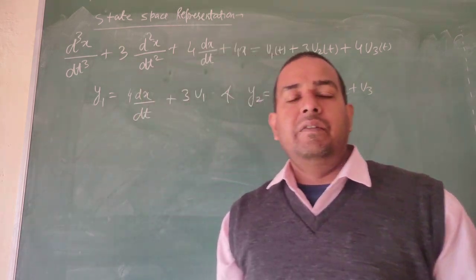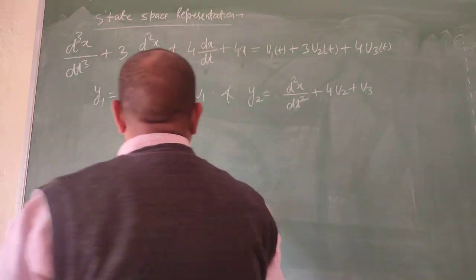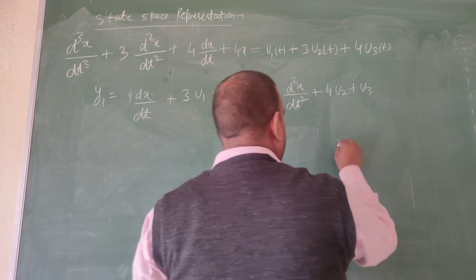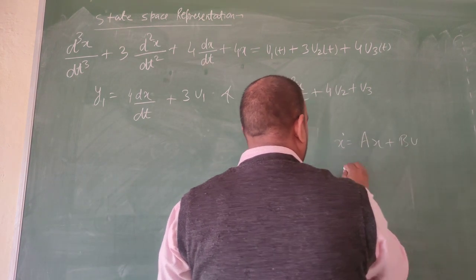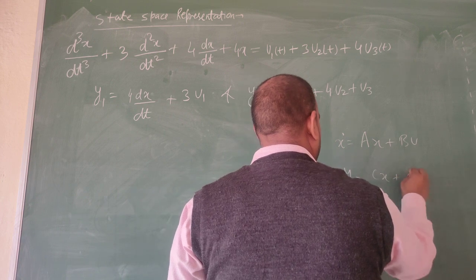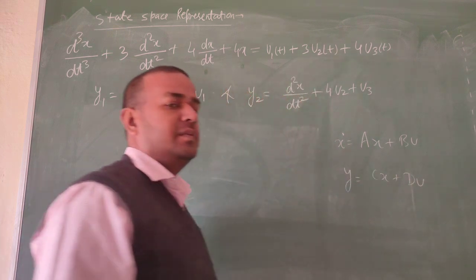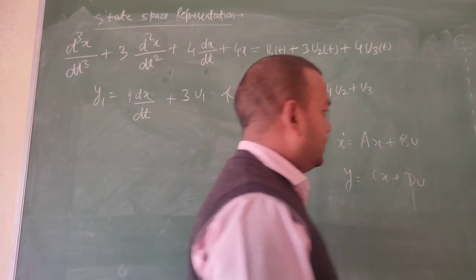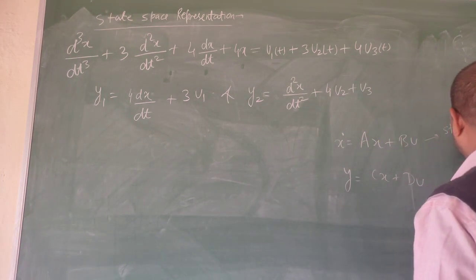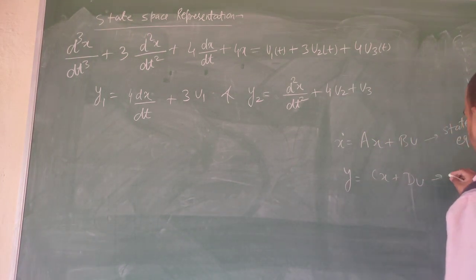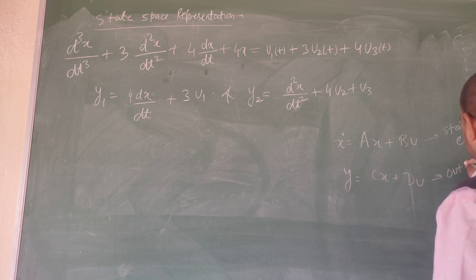And we know that for state space representation, the generalized equation we can write as x dot equals Ax plus Bu and y equals Cx plus Du. So we will represent it in terms of this form. This is called our state equation, and this is our output equation.